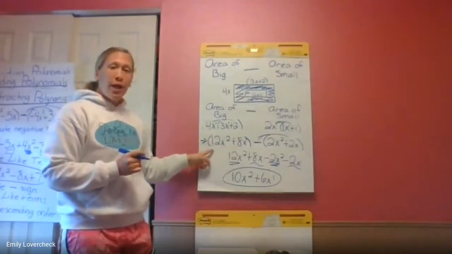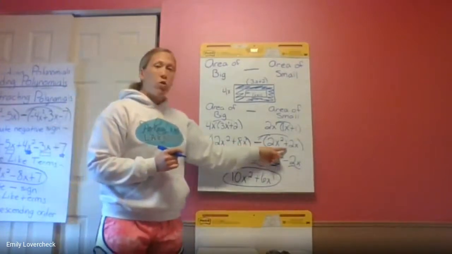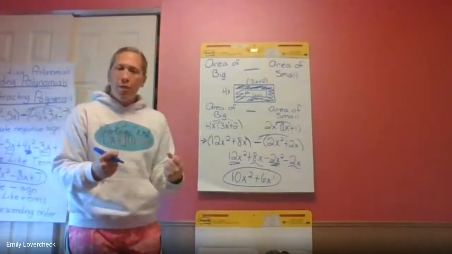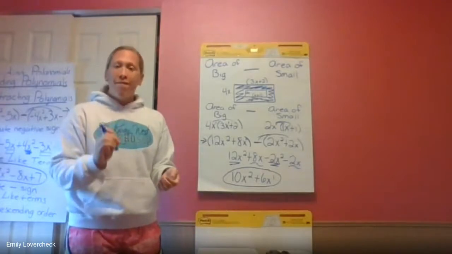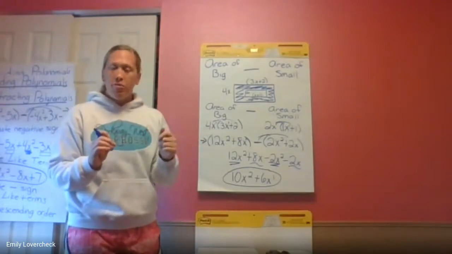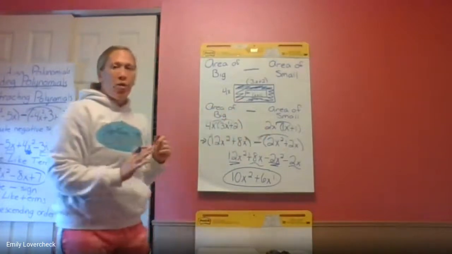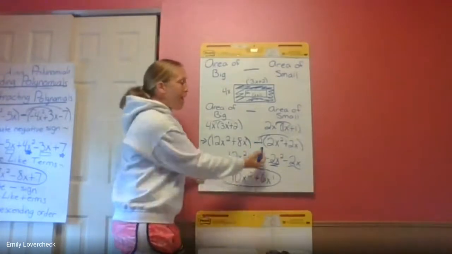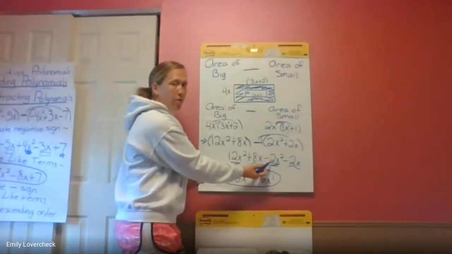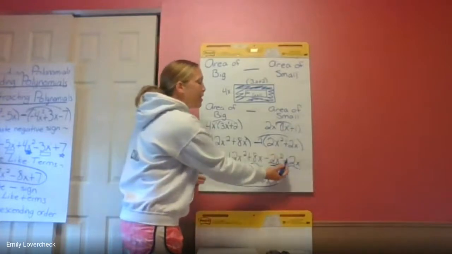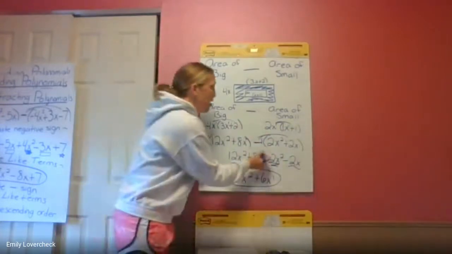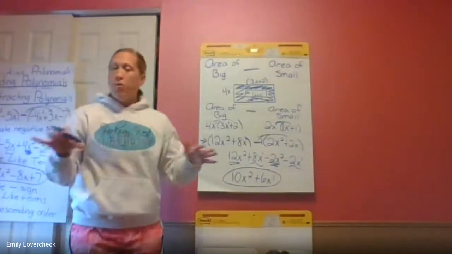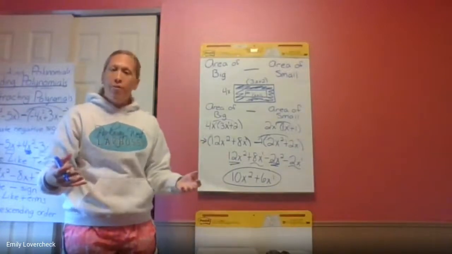12x squared plus 8x is the area of the big, minus 2x squared plus 2x, the area of the small. Now I'm going to subtract them. Back to what we did a couple of weeks ago when we were adding and subtracting polynomials, I first need to distribute my subtraction sign to the polynomial on the right. So I do a negative 1, there's an imaginary 1 there. Negative 1 times 2x squared is negative 2x squared. And negative 1 times positive 2x is negative 2x. Again, these are to the first. And once I distribute my negative sign, the parentheses drop, and all I do is combine like terms.